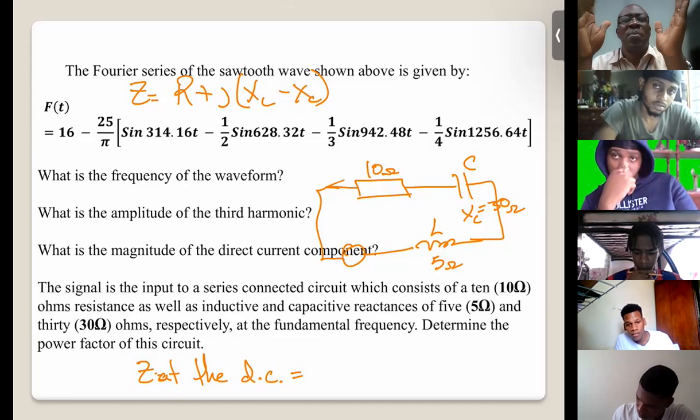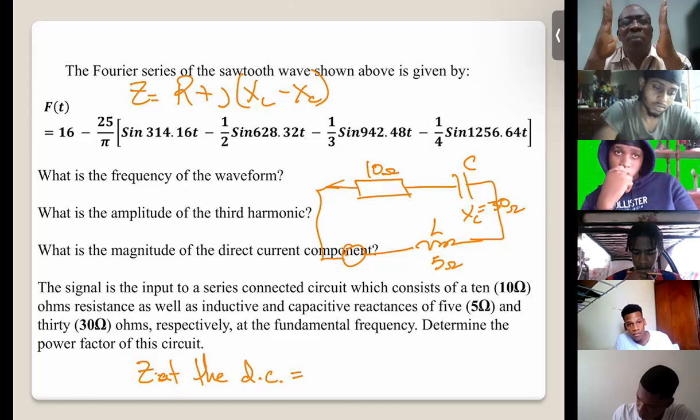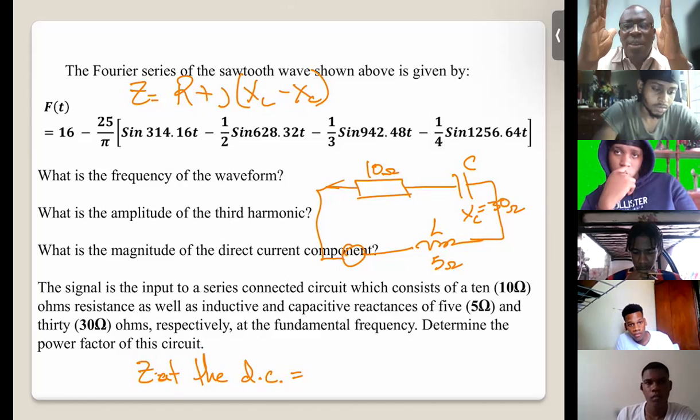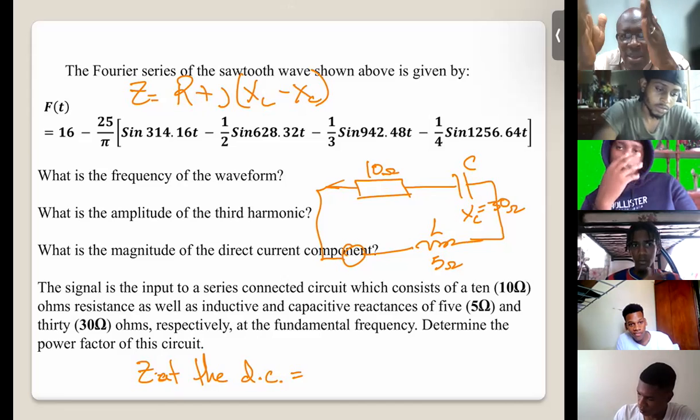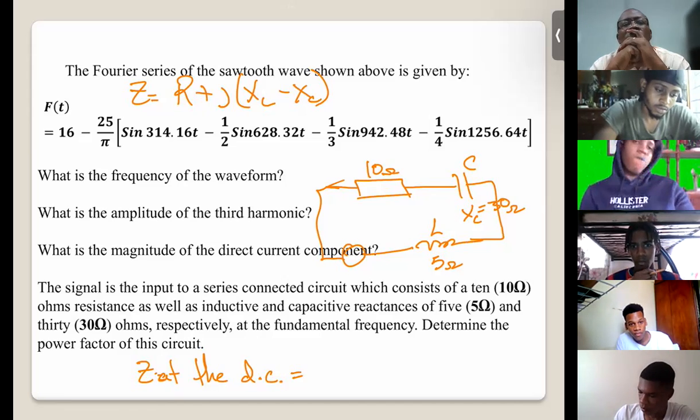Listen carefully. We're dealing with capacitive reactance. At the fundamental, you are told that it is 30 ohms. What would be the capacitive reactance at the second harmonic? So it'd be 2 times that, right, sir?